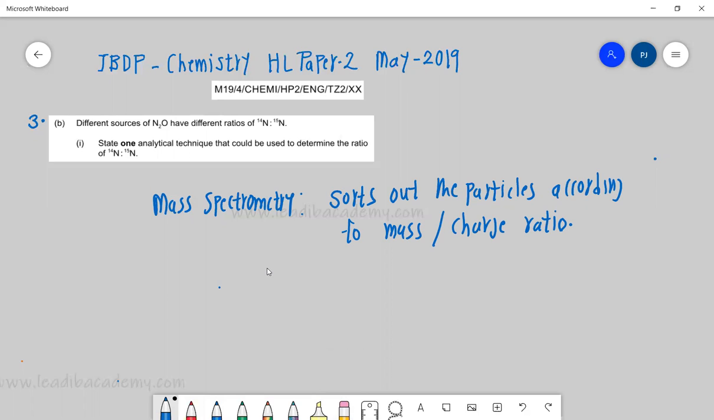So in this case, N14 and N15, we can clearly see the difference is between the atomic mass. So mass spectrometry or a mass spectrometer will be helpful in sorting this out, to determine the ratio. Very, very simple technique. Hope this is quite clear.